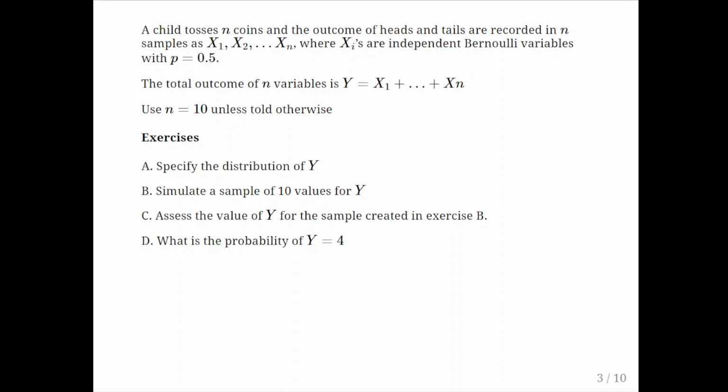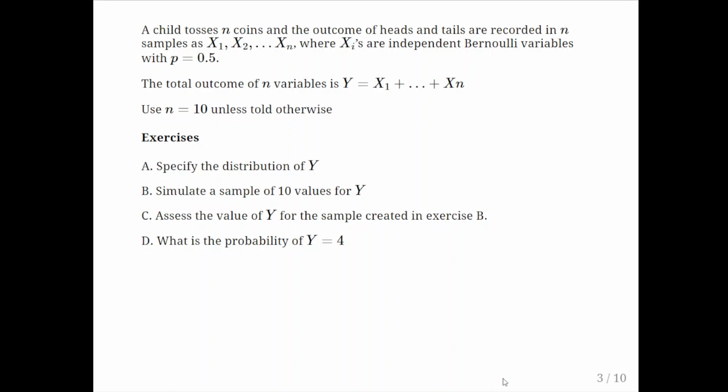So, a child tosses n coins, and the outcome of the coin toss experiment is heads or tails, and the outcomes are recorded in n samples as x1, x2, all the way up to xn, where the xi are independent Bernoulli variables with probability p equals 0.5. The total outcome of the n variables is the summation of those, y equals x1 plus x2, all the way up to xn. Okay, so one of heads or tails is chosen as a success, and we're counting the number of successes.